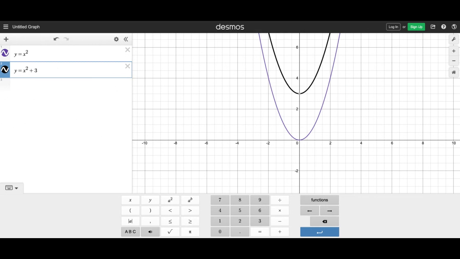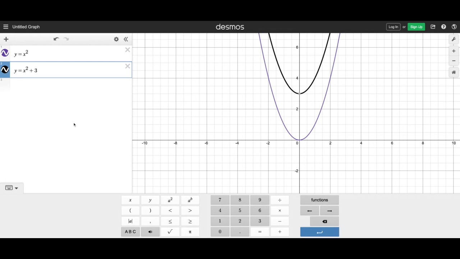I don't care what the parent function is. Adding a number is going to shift it up. If I add 10, it's going to shift it up 10 places. If I subtract 5, it's going to shift the graph down 5 places. That is a transformation. Okay, so that's one transformation. So let's talk about shifting the graph left and right.